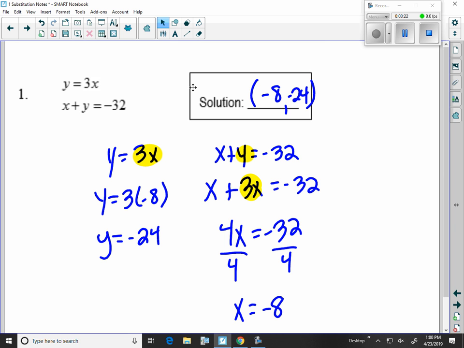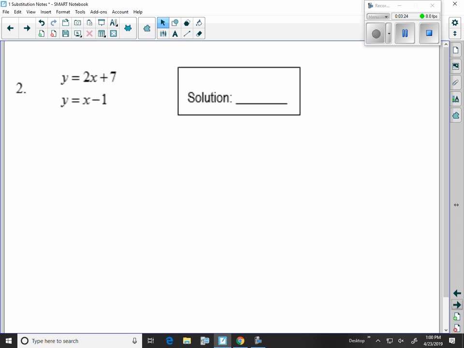All right, number 2. What's our first step? Set them side by side. So go ahead and write both equations side by side. You can write it up here when you come back if you want to.